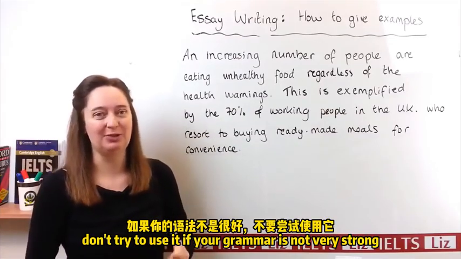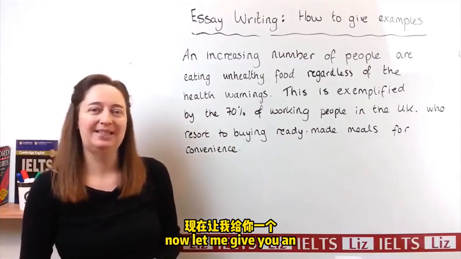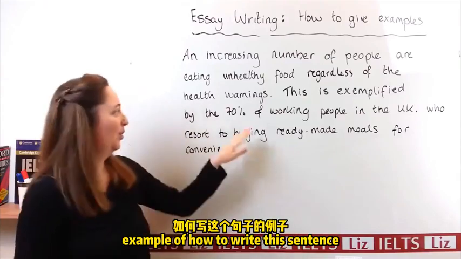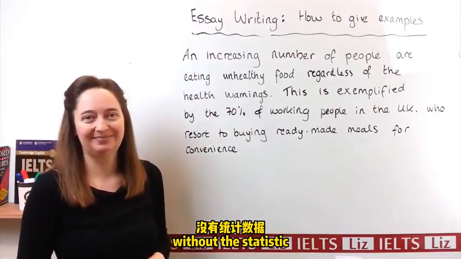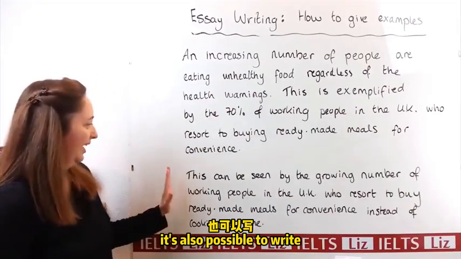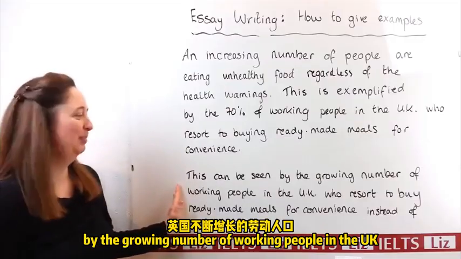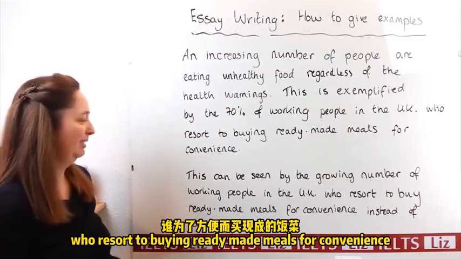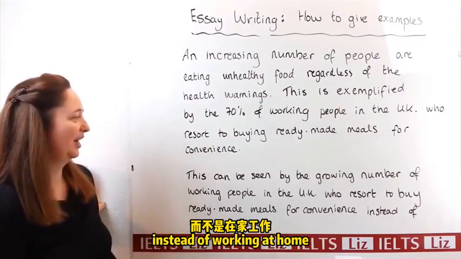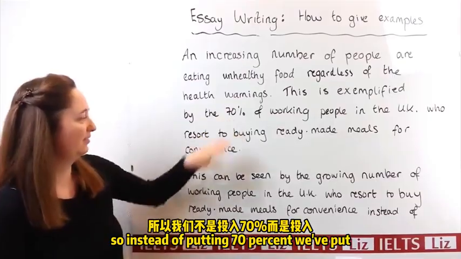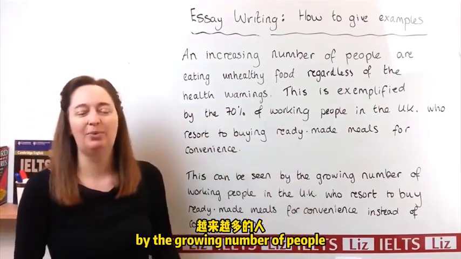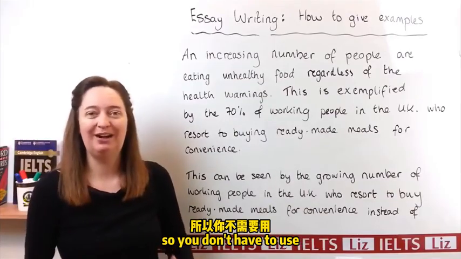Now let me give you an example of how to write this sentence without the statistic. It's also possible to write: This can be seen by the growing number of working people in the UK who resort to buying ready-made meals for convenience instead of working at home. So instead of putting 70%, we've put the growing number of people. So you don't have to use statistics or data if you don't want to.